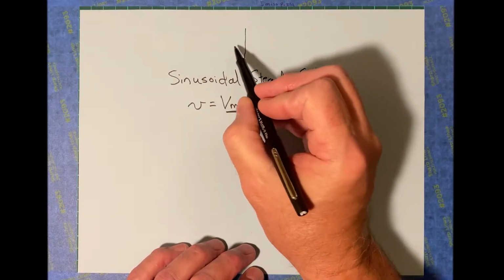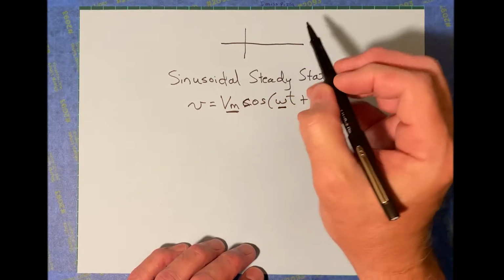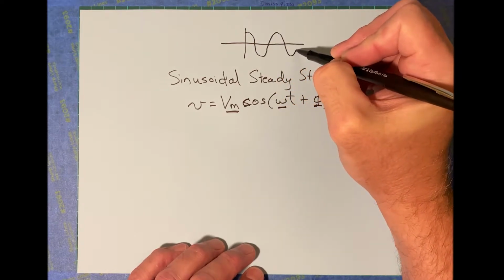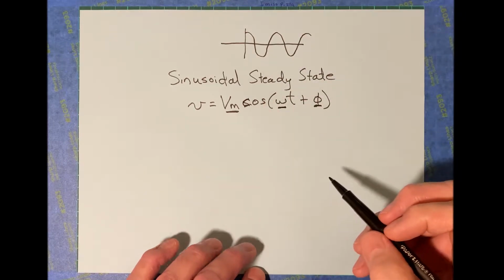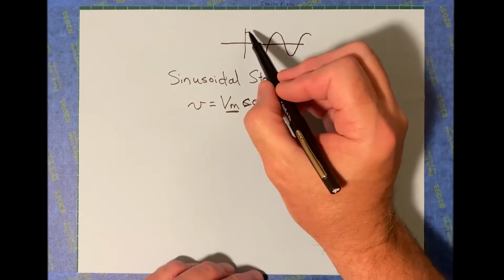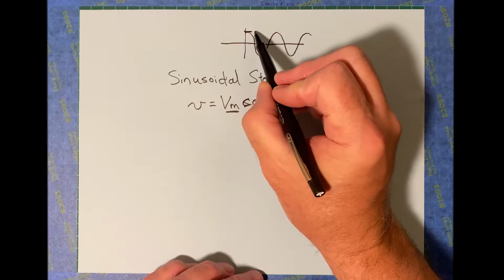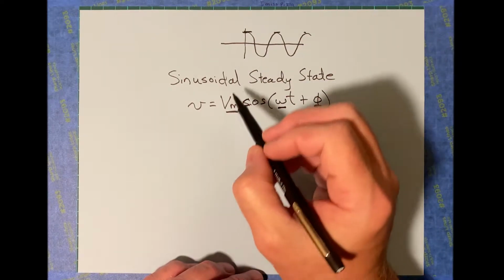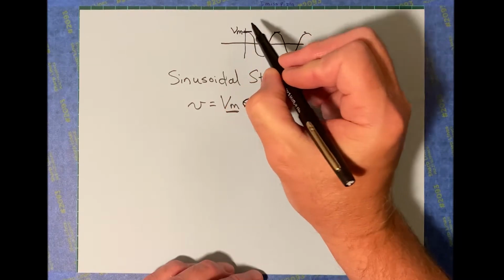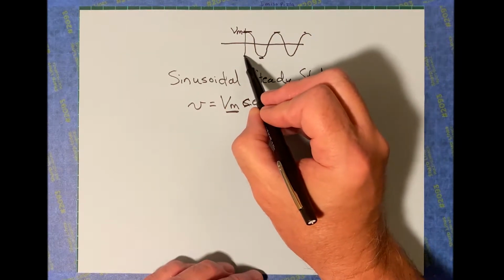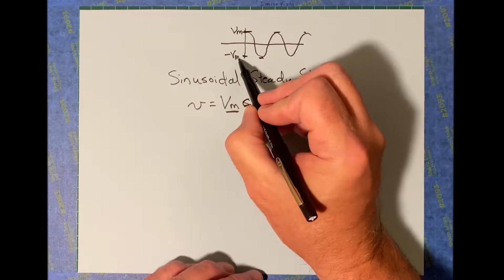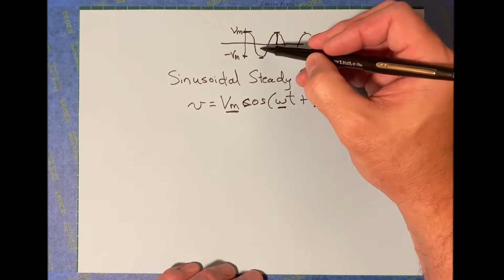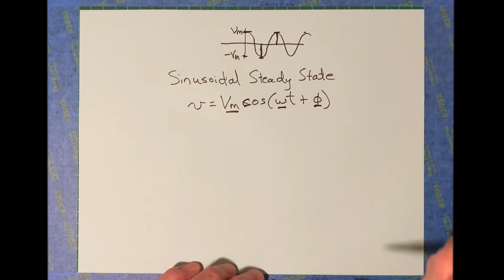Now, if you were to think about what this is going to look like, it might look something like this. Very poorly drawn cosine curve, but you get the idea. The amplitude here, the maximum value that each one of those is going to have, is this value right here, V sub m. And then down here is negative V sub m. So this is the amplitude of the curve. It's this height right here or this depth right there.